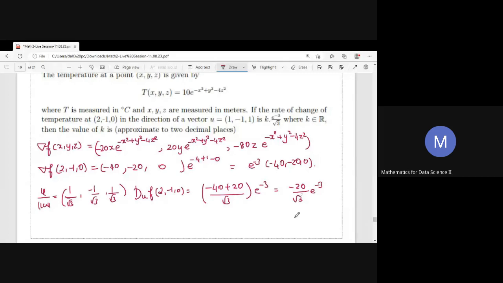Here you have minus 20 by root 3 e power minus 3. Equate it with k e power minus 3 by root 3. So what is your k? k is then minus 20. That's all. Okay. Quite straightforward.